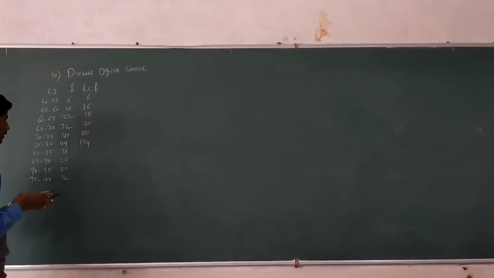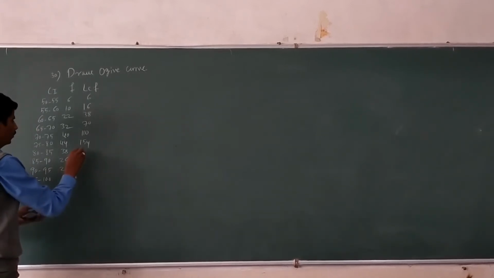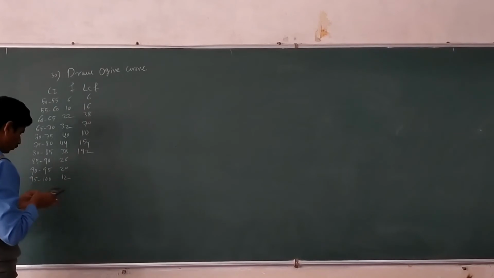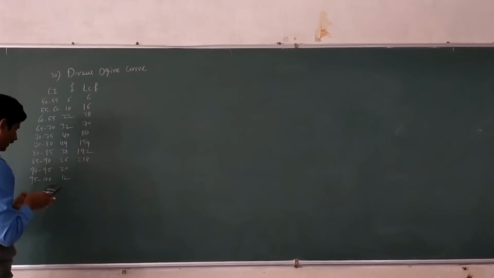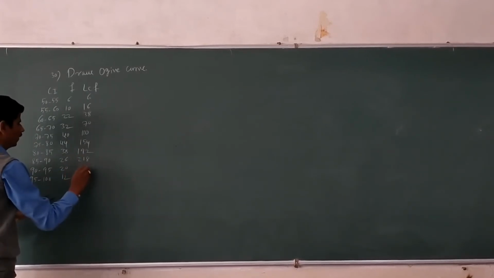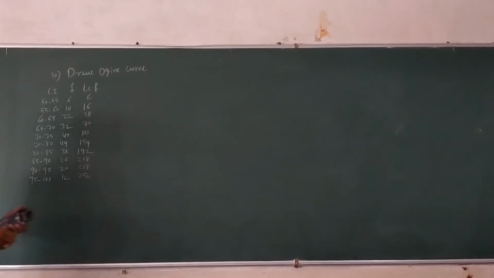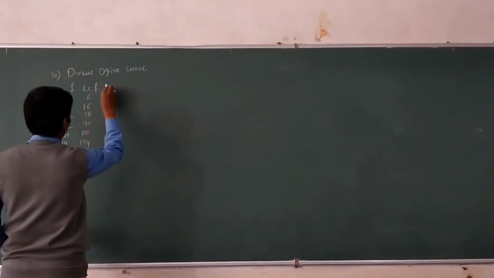154 plus 38 is 192, 192 plus 26 is 218, 218 plus 20 is 238, 238 plus 12 is 250. Next, we shall find the MCF values, the more than cumulative frequency values.